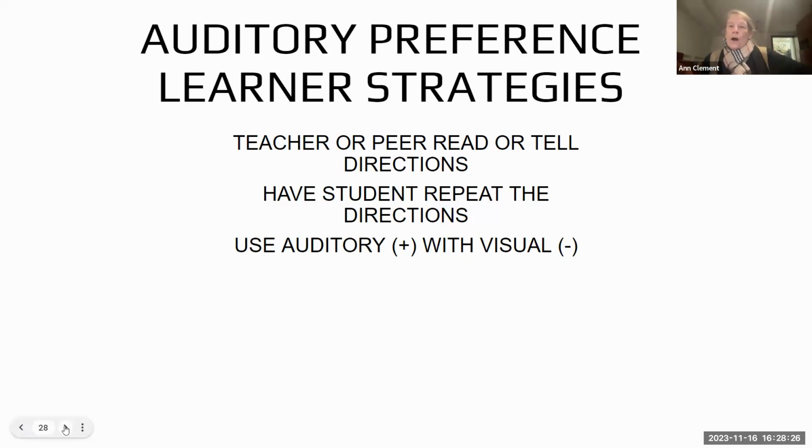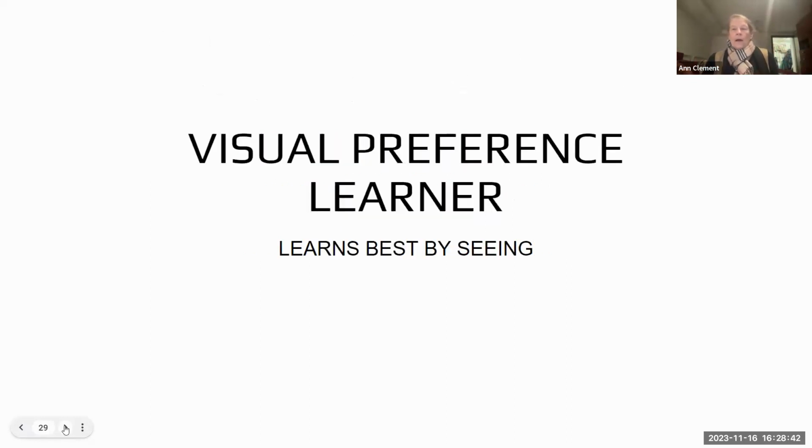Then it's often really good to pair auditory learning with visual learning. It just gives them two modalities to learn better. So if they're strong in auditory and weaker in visual, you can pair the two together. Okay, the next is a child who is a visual learner. They learn best by seeing.